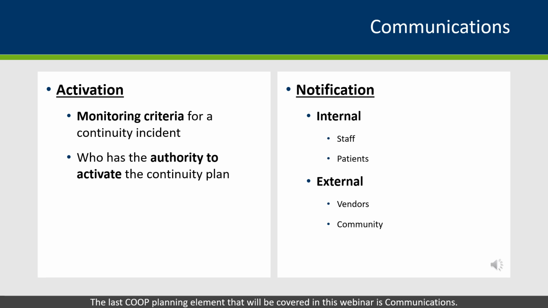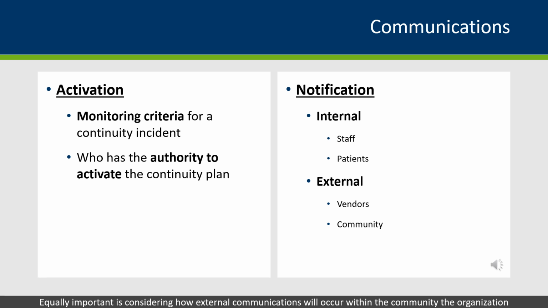The last COOP planning element that will be covered in this webinar is communications. The primary objective of planning for continuity of communications is to ensure full connectivity among leadership, internal elements, and other organizational entities to perform essential functions during a continuity incident. Continuity of communications must account for notification and activation criteria. Be sure to include information on specific communication systems, management processes, and/or notification/coordination strategies for a continuity incident.